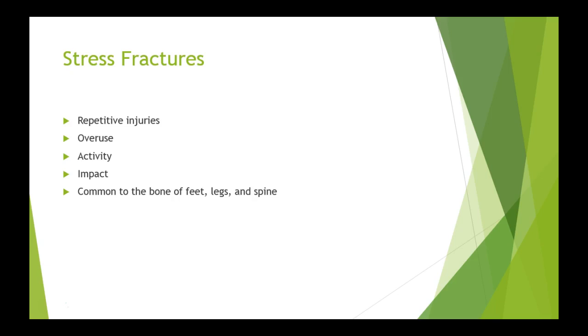Another issue we will see in Chapter 13 deals with stress fractures. So these are often due to repetitive injuries, which can come from overuse of a joint or a bone. The particular types of activity, so very strenuous activities, can lead to these. Impact type of activities. And these are very common to the bones of the feet, legs, both the lower leg and the upper leg, and the spine.